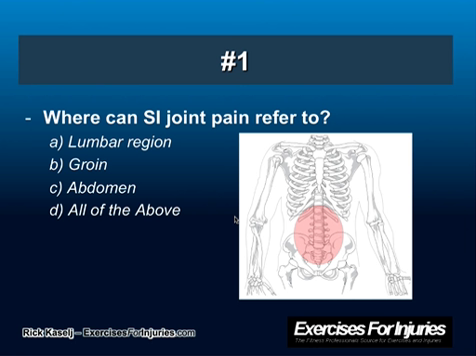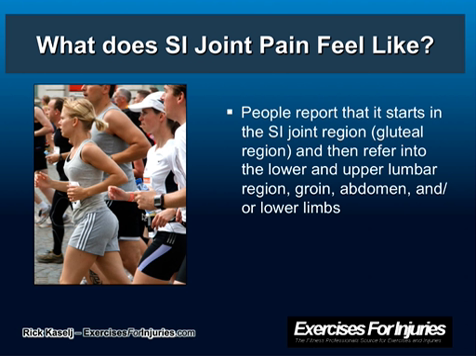Now let's get into the first question. Where can SI joint pain refer to? So we've got lumbar region, so lower back, groin, private parts area, abdomen, so the stomach, or all of the above. So the answer ends up being D. So all of the above.